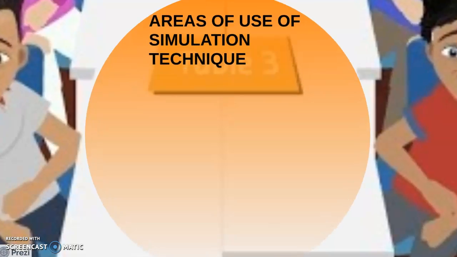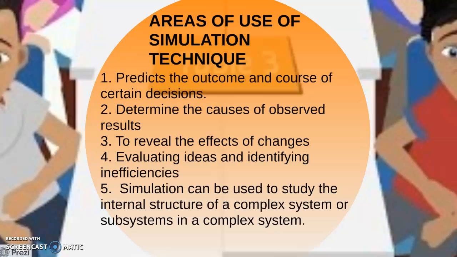Areas of use of simulation technique. First one, predicts the outcome and course of certain decisions. Second one, determine the causes of observed results. Third one, to reveal the effects of changes. Fourth one, evaluating ideas and identifying ineffective findings. Fifth one, simulation can be used to study the internal structure of a complex system or subsystem in a complex system.